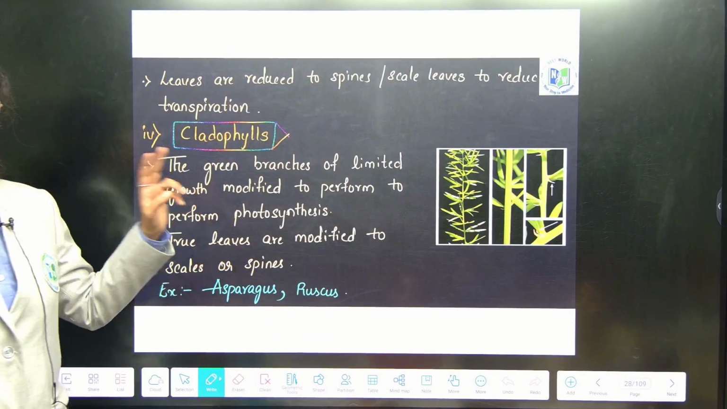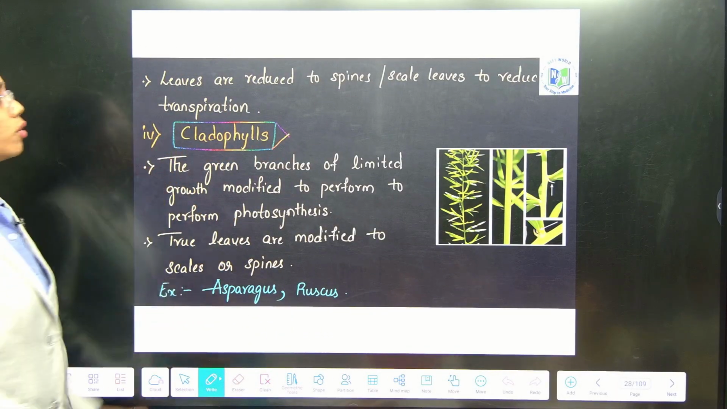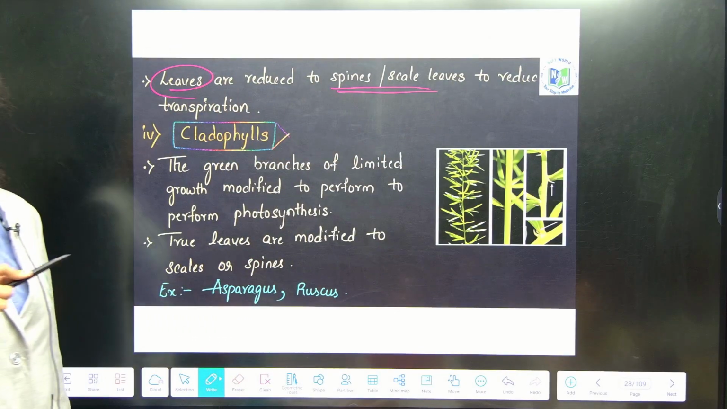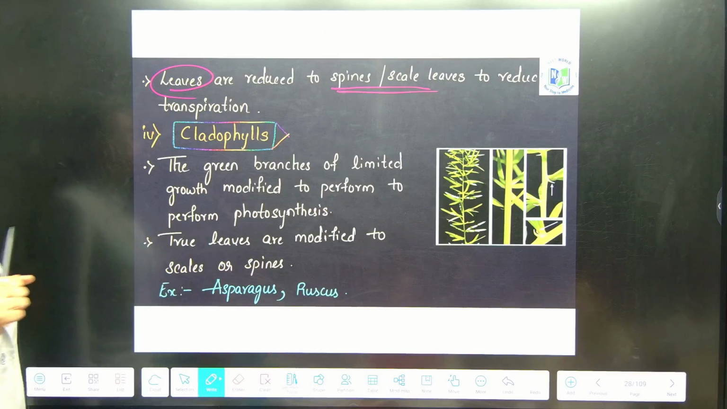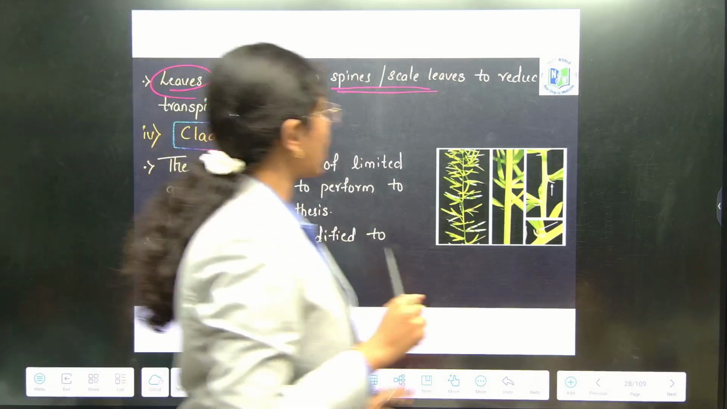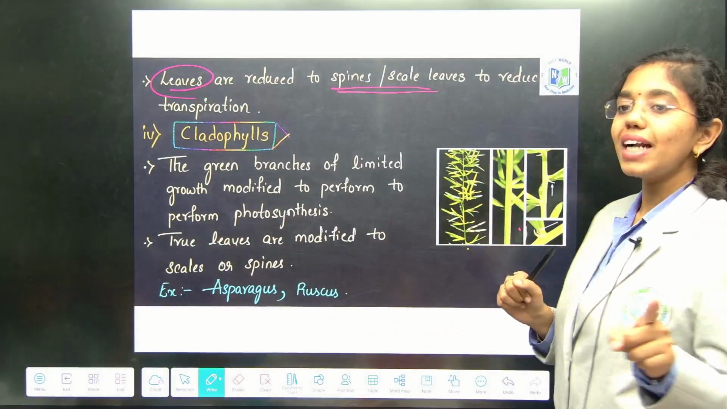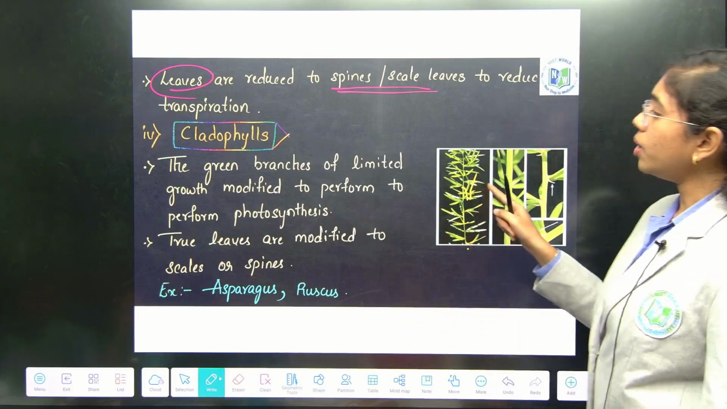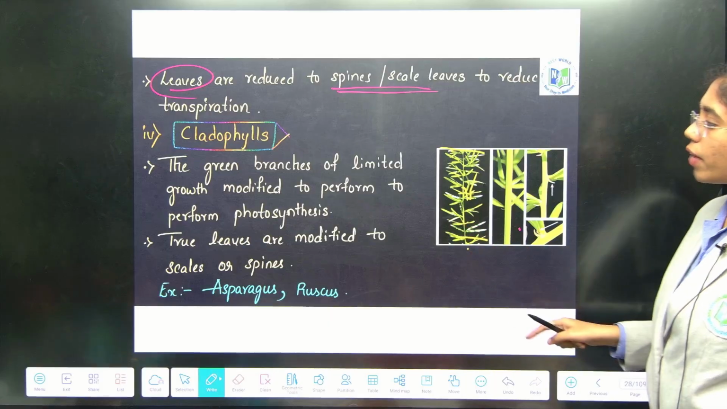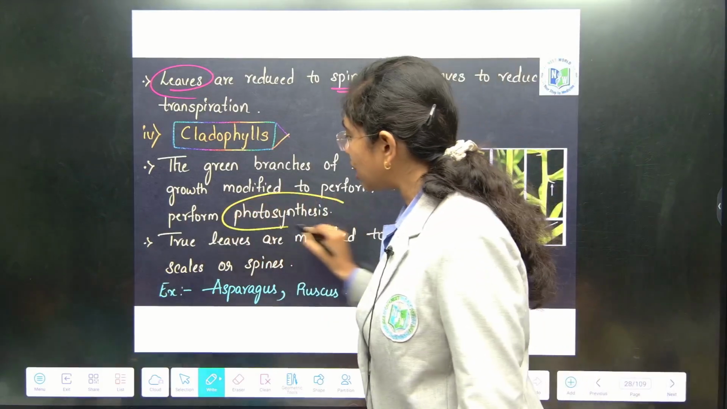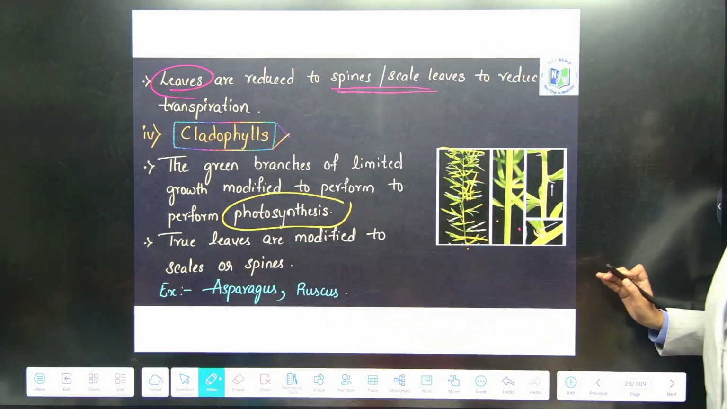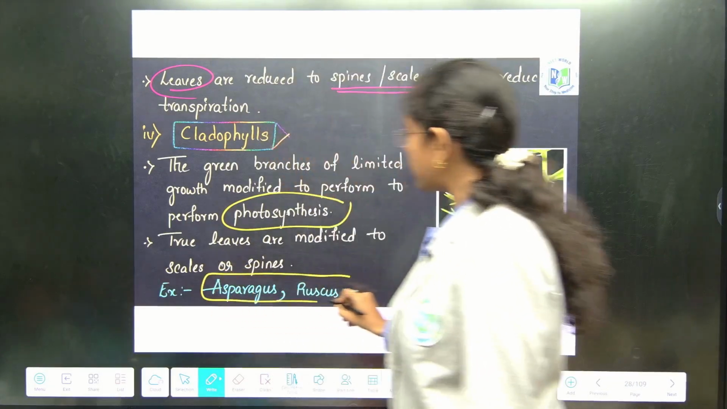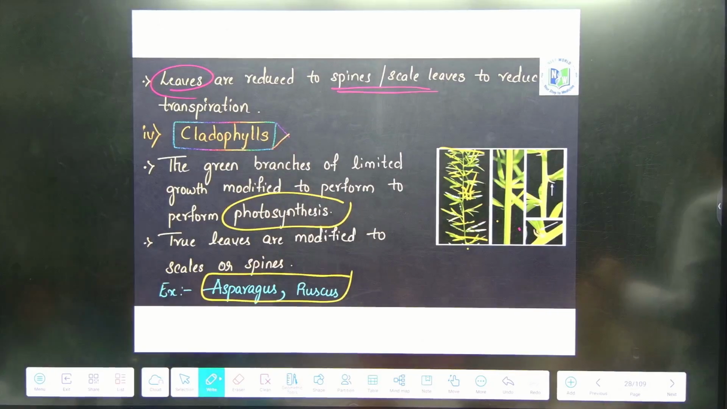Next. In phylloclades, how are leaves modified into spines or thorns? This you will learn in leaf modification again. Leaves are reduced to small spines. Cladophylls are green branches of limited growth. Phylloclades are of unlimited growth. Cladophylls are of limited growth. The green branches of limited growth are modified to perform what? Photosynthesis. True leaves are modified to scales or spines. Examples include asparagus and ruscus.